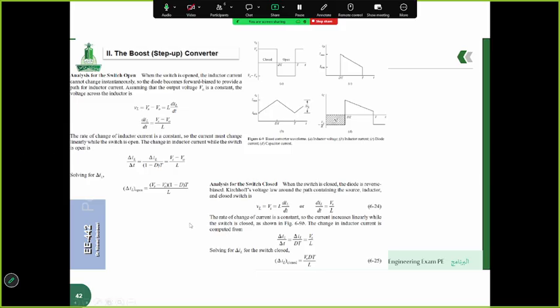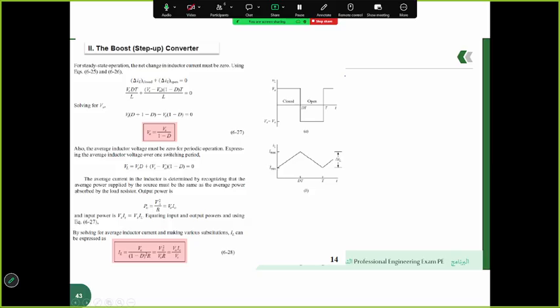Vo is equal to Vs over 1 minus D. So this equation clearly shows that since the duty cycle D is always less than 1, the output voltage is always greater than the input voltage, confirming the step-up nature of the boost converter. The waveforms included in the slide further illustrate this behavior.